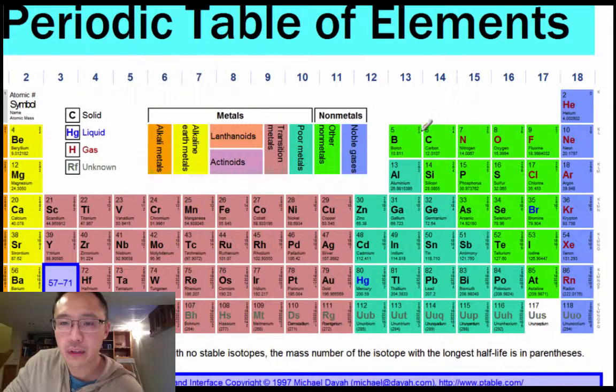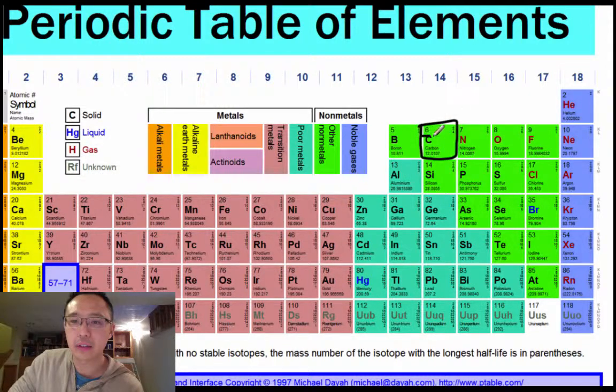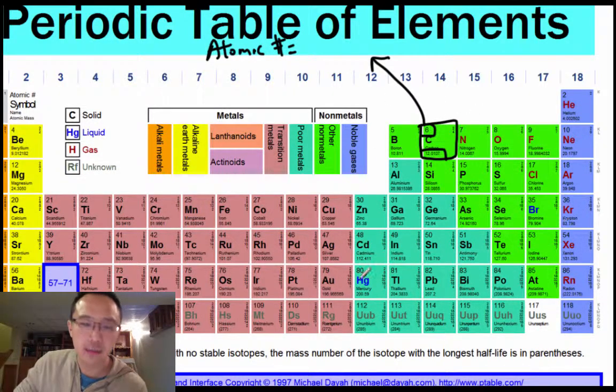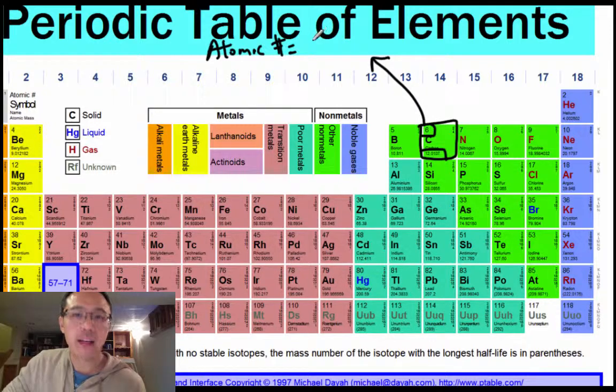So to give you an example, we can use carbon. Carbon has this whole number at the top, which is 6, and there's this decimal number at the bottom, which is 12.0107. This 6 is your atomic number. This atomic number can tell you two things. Number one, it tells you where the element is on the periodic table. Number two, it is the number of protons that you have.